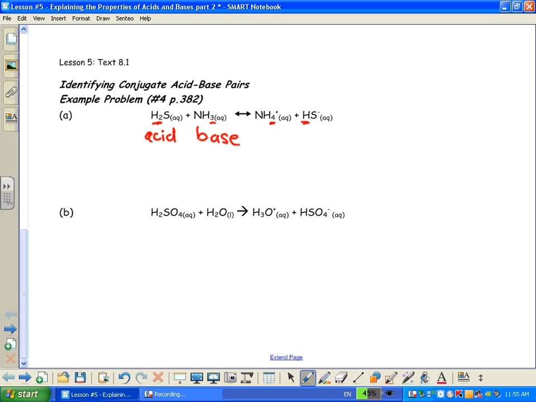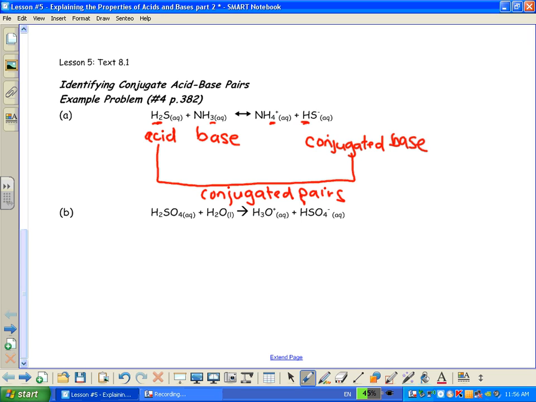We know that acids will always match up with conjugate bases. So we can say that this is a conjugate base. And we can say that these two are conjugate pairs. We know that a base matches up with a conjugate acid, so we can say that ammonia, and I'm just going to put C for conjugate, is a conjugate acid. Conjugate acids link up with bases, so we can put these two together and say that they are conjugate pairs. And that's it. That's all you'd have to do for that question.